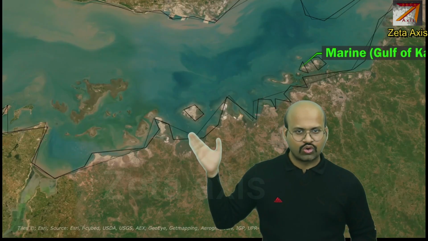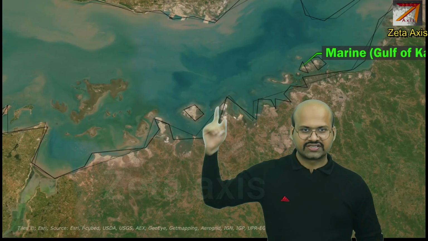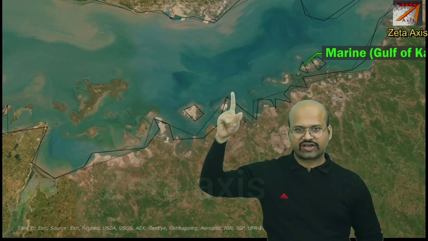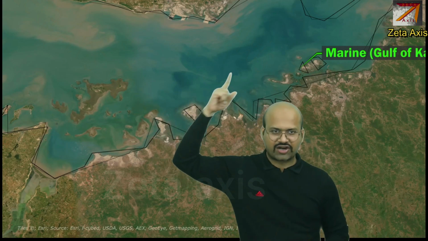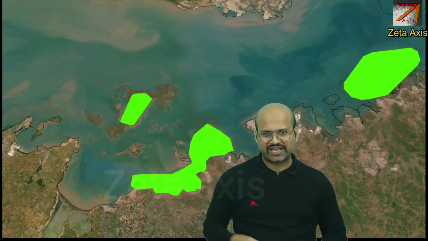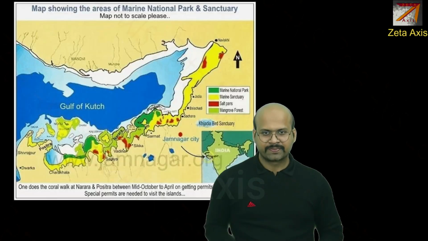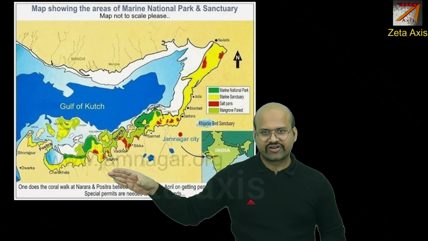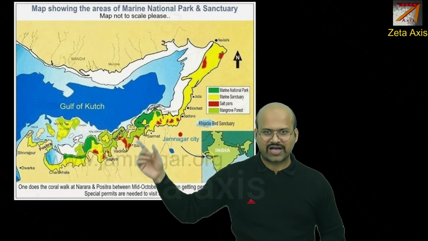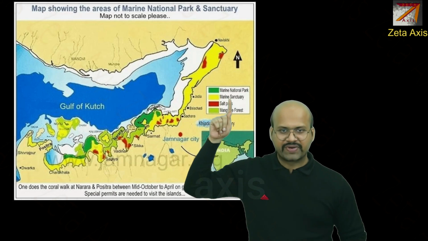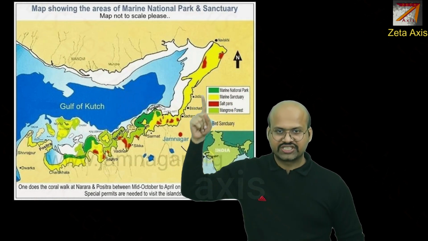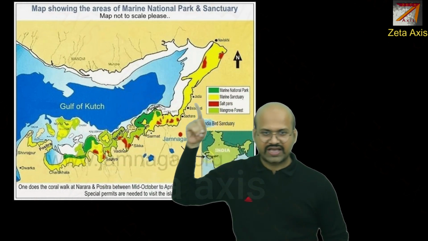Here is the close-up of this region, where we can see the Marine National Park is spread across this sea coast. All these islands are basically part of Marine National Park. Here we can see the topography of this region, which is basically a marine ecosystem but having a lot of islands. Here is the figure or map of this Marine National Park, where we can see that all these regions which are marked in this green color are part of Marine National Park, and these yellow regions which we see along the coast are part of Marine Sanctuary.